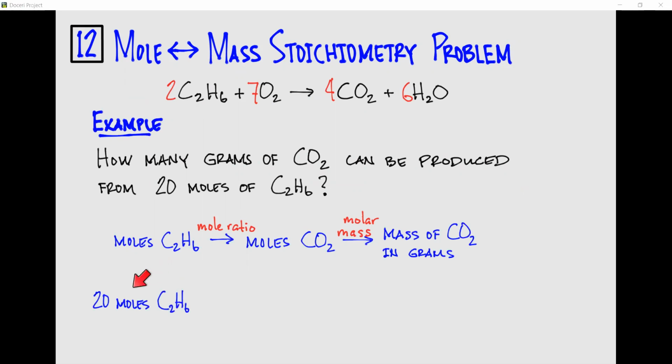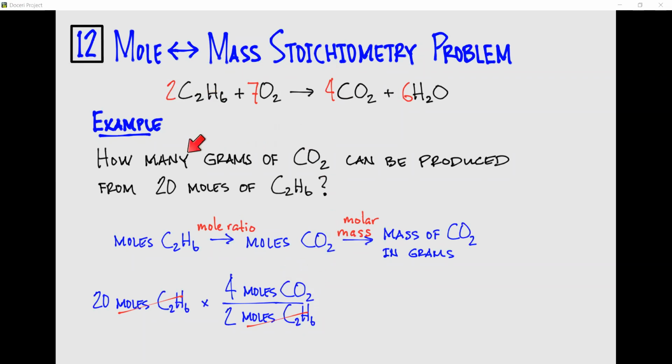So this is our starting point, 20 moles of C2H6. We're going to multiply this by the mole ratio between C2H6 and CO2. That would be 4 to 2 here, 4 carbon dioxide, 2 C2H6. All right, ethane, moles of ethane would cancel out, and what's left is the moles of carbon dioxide.